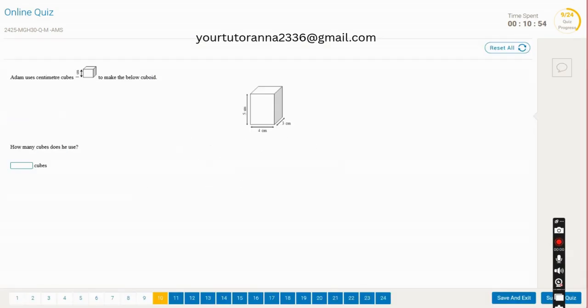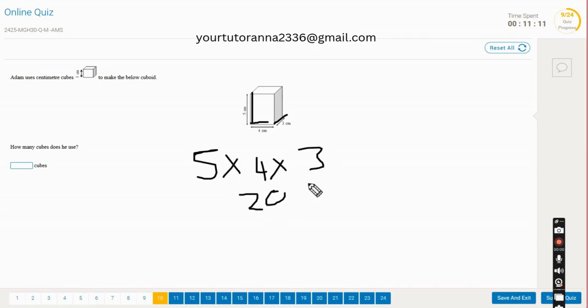Now in here, your cube, whenever you're finding the volume of a cube, what do you do? You just multiply this side, and this side, and this side. So 5 times 4 times 3. So now what is 5 times 4? That's 20. 20 times 3 is 60. So we got 60 here.